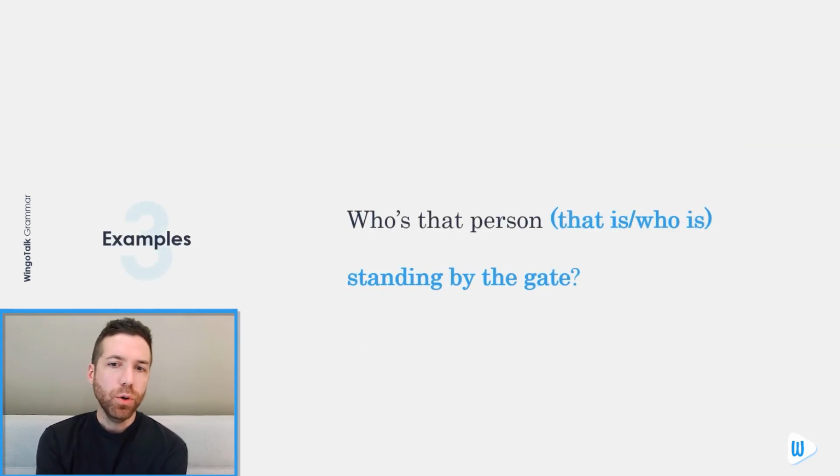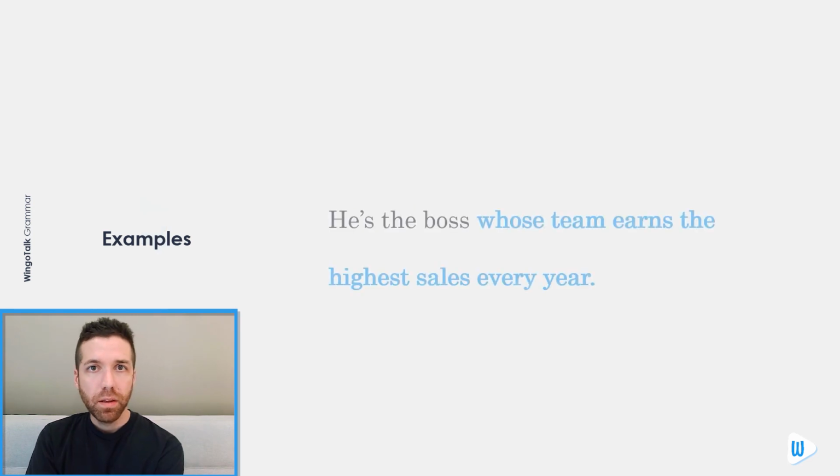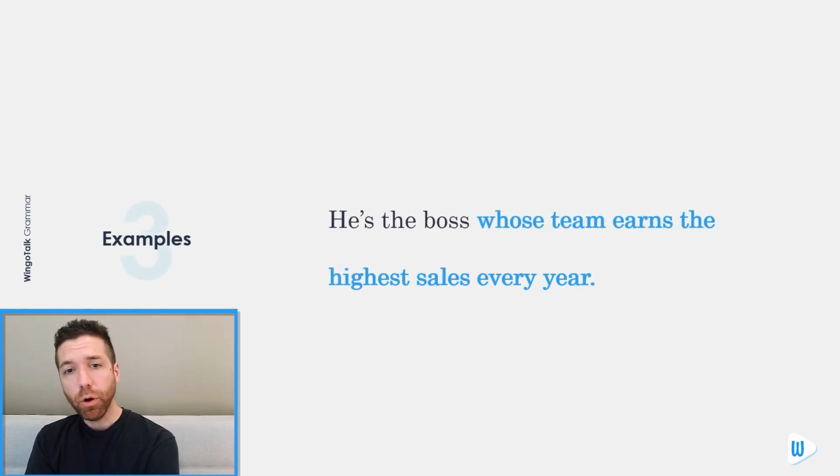Example sentences: who's that person standing by the gate? Or who's that person who is standing by the gate? That is an optional part to include. A cabin is a place where people stay when they go to the woods. He's the boss whose team earns the highest sales every year.